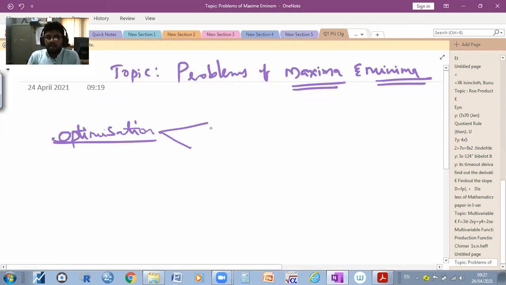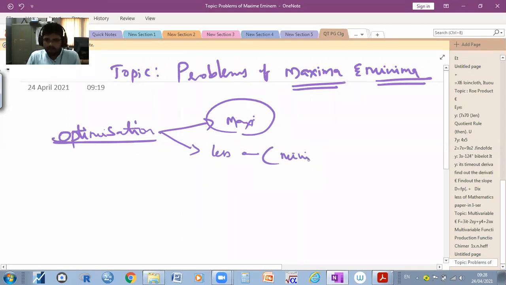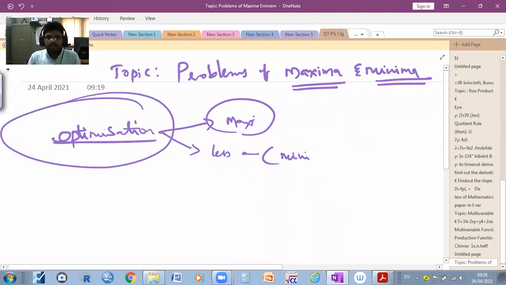When you're getting more satisfaction, that is called maximum. How are you going to get maximum satisfaction? By spending a less amount, that is called minimum. By spending the minimum amount, you need to get maximum output or maximum satisfaction. So this optimization word can be used not only for maximization but also for minimization.